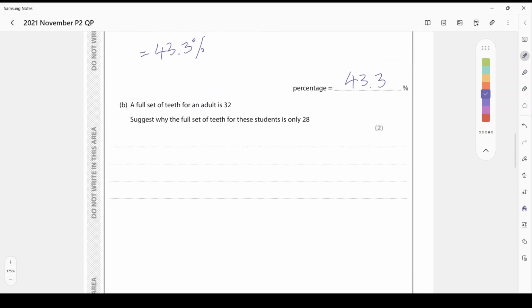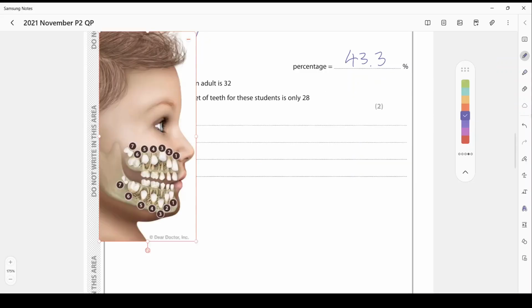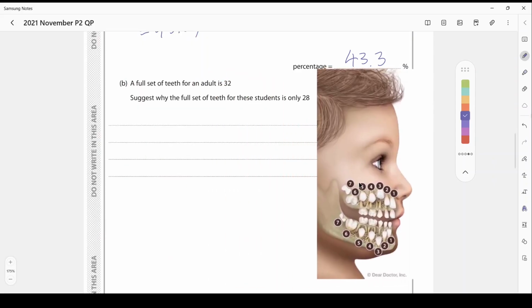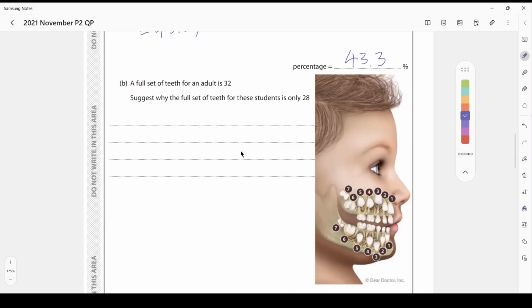Okay. Part B, a full set of teeth for an adult is 32. Suggest why a full set of teeth for these students is only 28. So I'm just going to include a diagram to show you what the set of teeth look like. So when you're a child, because your mouth is so small, you only have 28 teeth for your full set. But as your mouth gets larger when you're older, these molars are finally able to come out. So we can write that down. So that's why with an adult, you have 32 teeth.